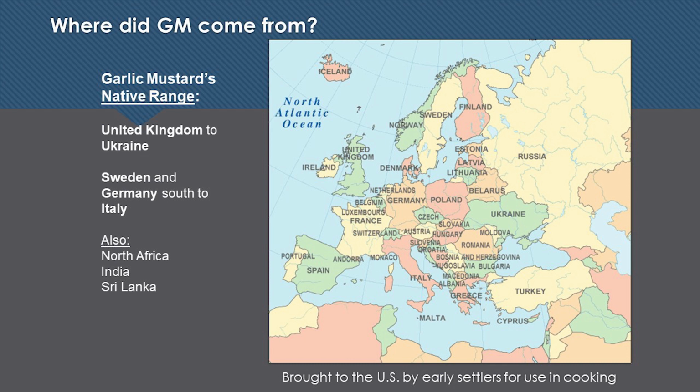United Kingdom, I got my clicker. Let's see if I got my clicker. Anyway, United Kingdom's the upper left. Ukraine is over to the right.